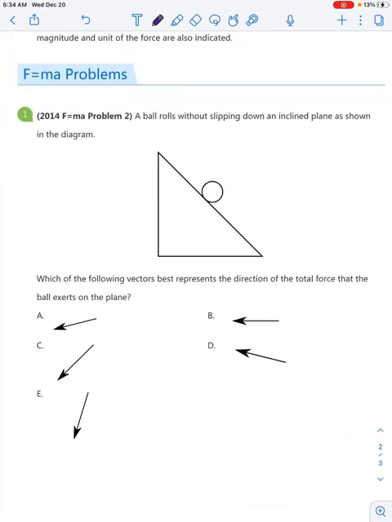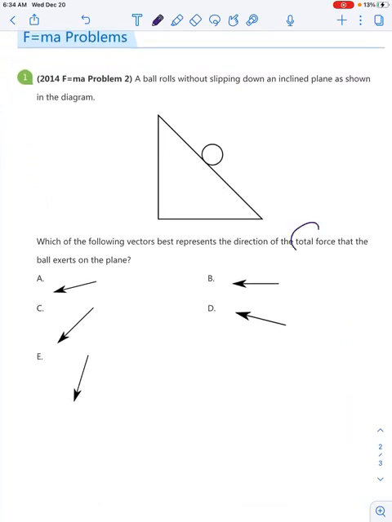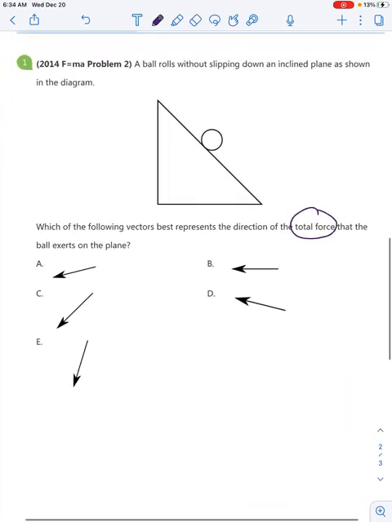For the first one, a ball rolls without slipping down an inclined plane as shown in the diagram. We want to represent the direction of the total force that the ball exerts on the plane. The problem is asking about the total force that the ball exerts on the plane, so we don't need to look at the gravitational force on the ball or any other forces. We only focus on the forces the ball exerts on the plane. There will be two forces in total.